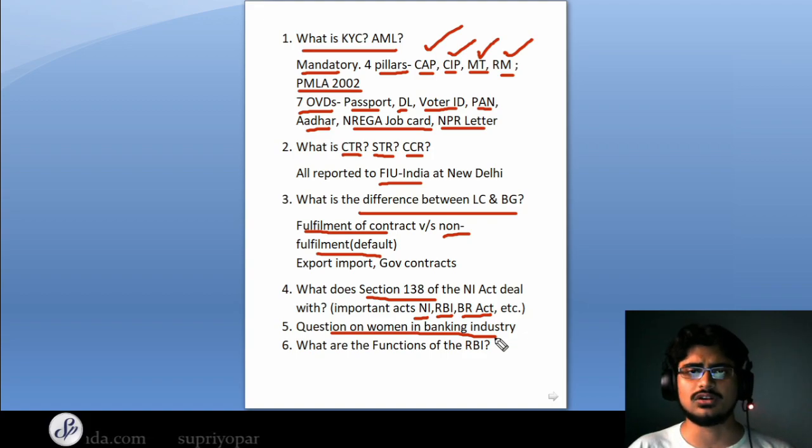But she was an extraordinary woman. She was an English honors graduate, and then she worked hard and she climbed the ladder and she found herself at the top of the Indian banking industry. So read a little bit about her.